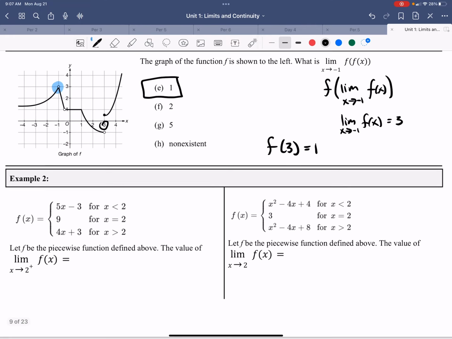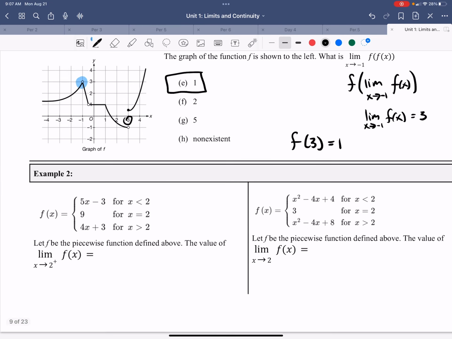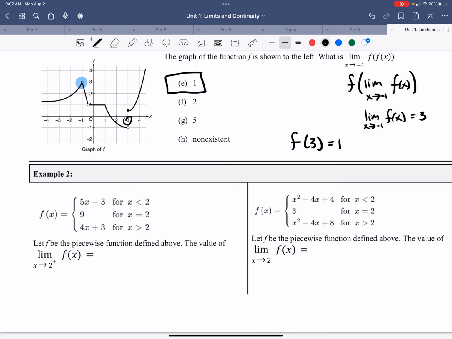Example 2. And then I think we have a couple more examples and we're done. Alright, so you see these are called piecewise functions. In order to find the limits of piecewise functions, we need to know what we're doing. So you see how this is saying find the limit as x approaches 2 from the right side? Think of it as a number line. In order to find out where to put stuff, you're going to have 0, 1, 2, 3, right?